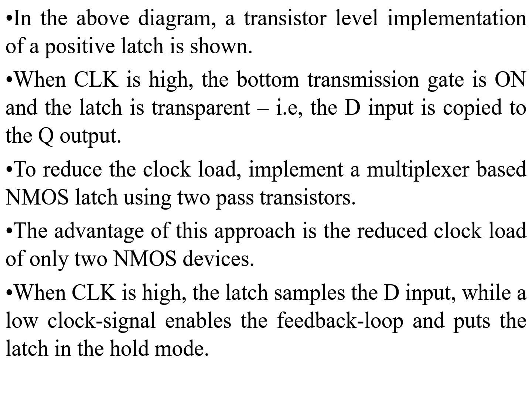To reduce the clock load, implement a multiplexer-based NMOS latch using two pass transistors. The advantage of this approach is the reduced clock load because of the presence of only two NMOS devices. When the clock is high, the latch samples the D input, while a low clock signal enables the feedback loop and puts the latch in hold mode.